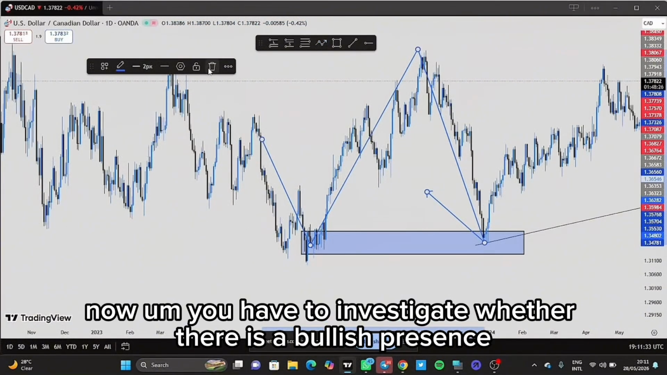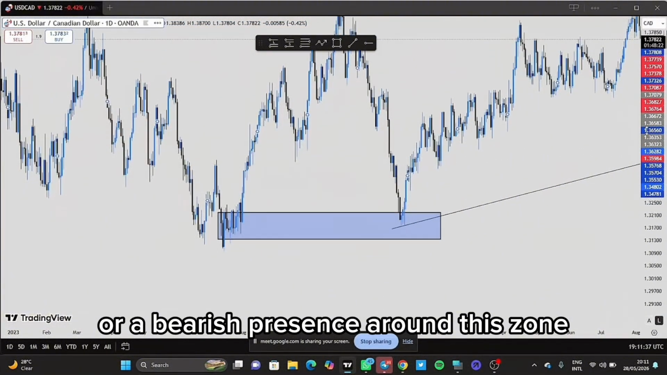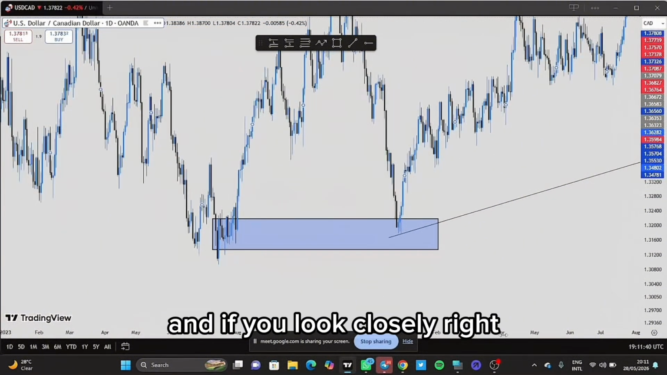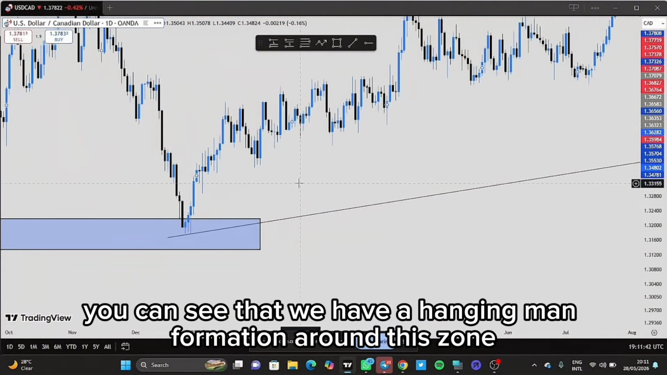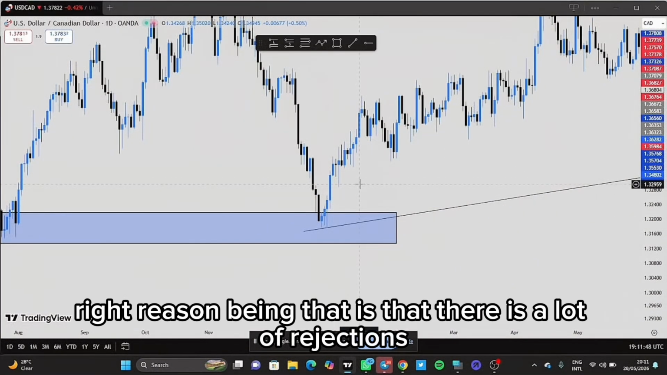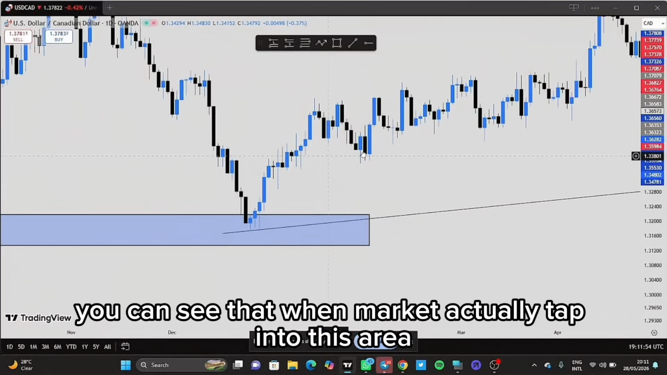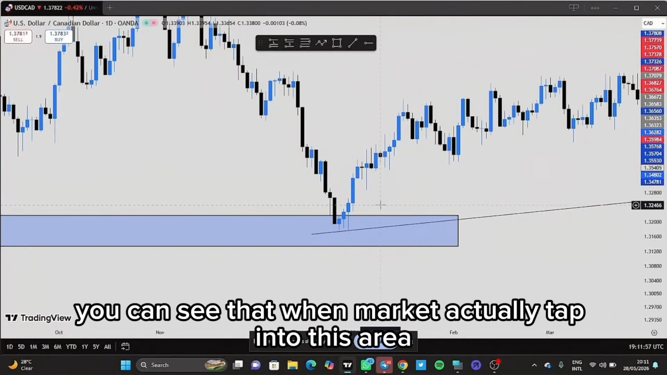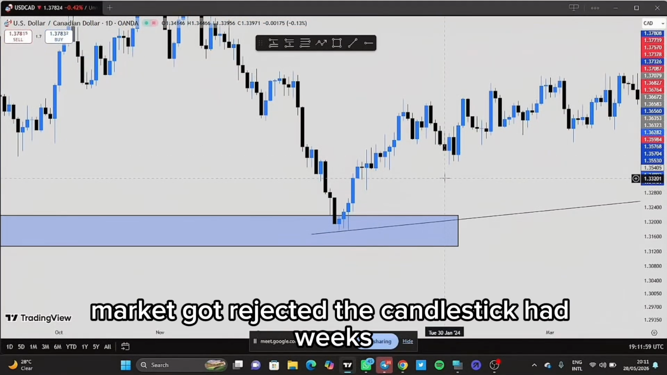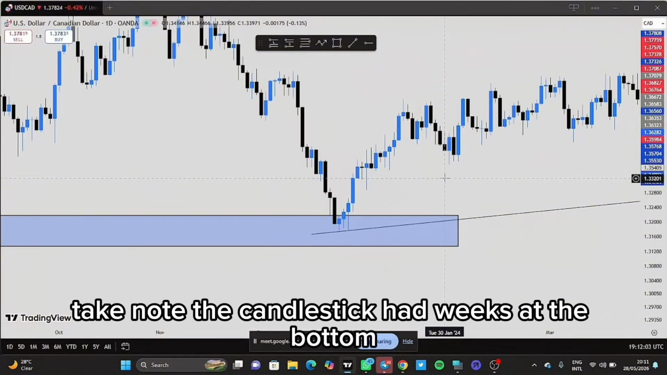Now you have to investigate whether there's a bullish presence or a bearish presence around this zone. And if you look closely, you can see that we have a hanging man formation around this zone. The reason is that there are a lot of rejections. Let me zoom in further. You can see that when the market tapped into this area, the market got rejected. The candlestick had wicks. Take note, the candlestick had wicks at the bottom.